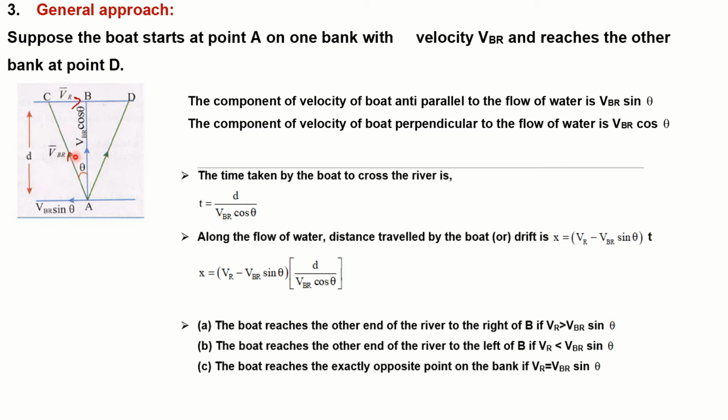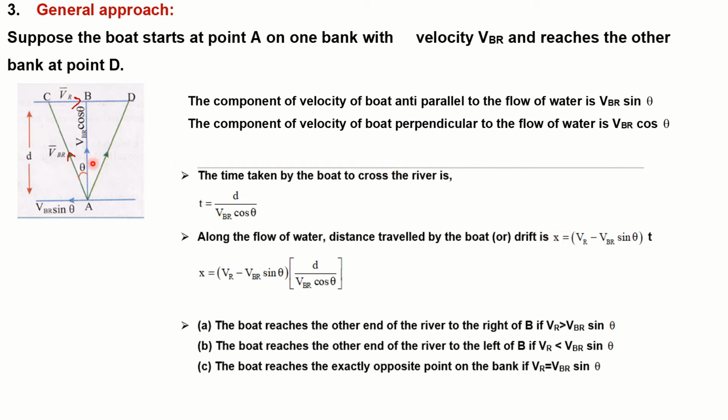So if you want to cross the river, then t is equal to how much, student? Which component do I have to take? V_BR cos theta, and the distance is d. So how much time will it take? t is equal to the total distance divided by V_BR cos theta. Got it?